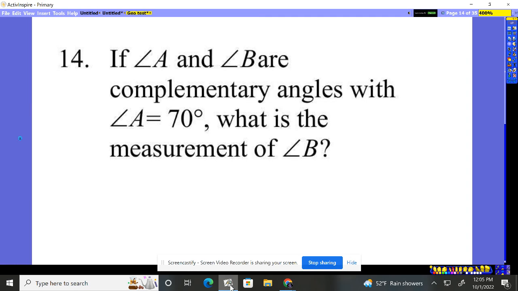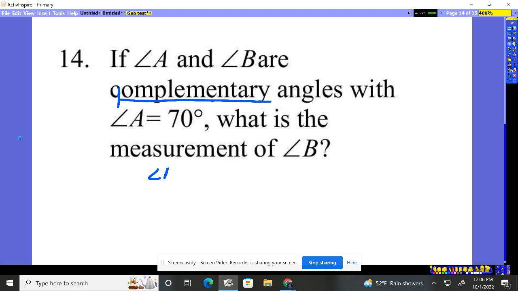14, angle A and angle B are complementary. Remember, complementary means they add up to 90. Supplementary, they add up to 180. My son always likes to remember just changing that C to like a 9 and remembers, oh, complementary is 90, so the supplementary must be the other 180.